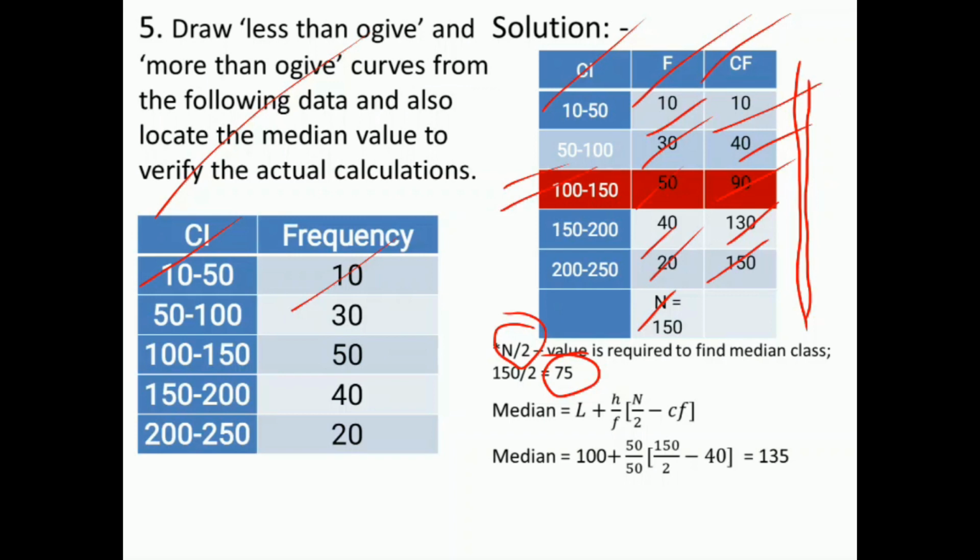After finding the median class, these values are applied in the formula. Median equals L, the lower limit, that is 100, plus H, the width: from 100 to 150 the difference is 50, so H is 50. F is the frequency value of that median class, which is 50. It is shown here how you get the value. N by 2 is 150 divided by 2, which is 75, minus CF. CF is the preceding value of the median class in the cumulative frequency column, that is 40. You will get an answer of 135.